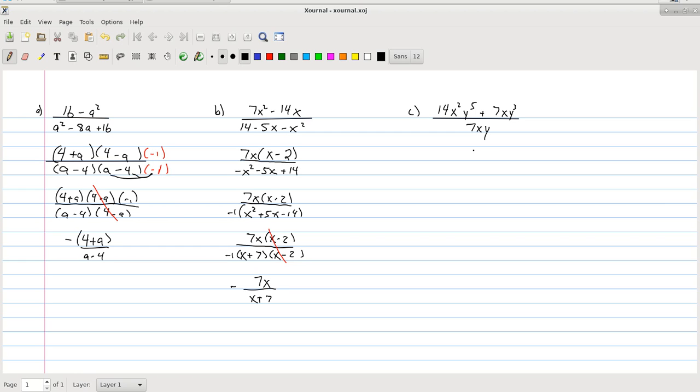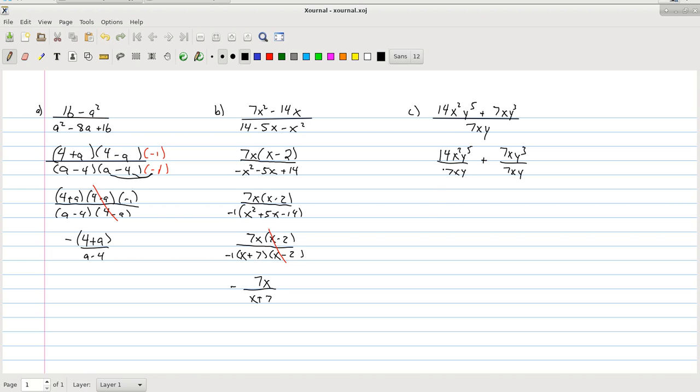Part C. Before you factor anything, note that the denominator only has one term. So it'll be easier and more straightforward to just split this into two separate fractions. I'm going to write this as 14x squared y to the 5th over 7xy plus 7xy cubed over 7xy. So each numerator gets its own copy of the denominator.